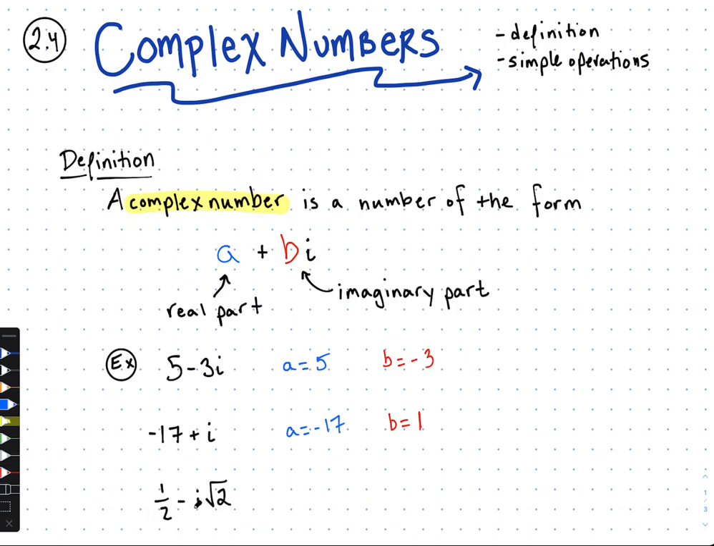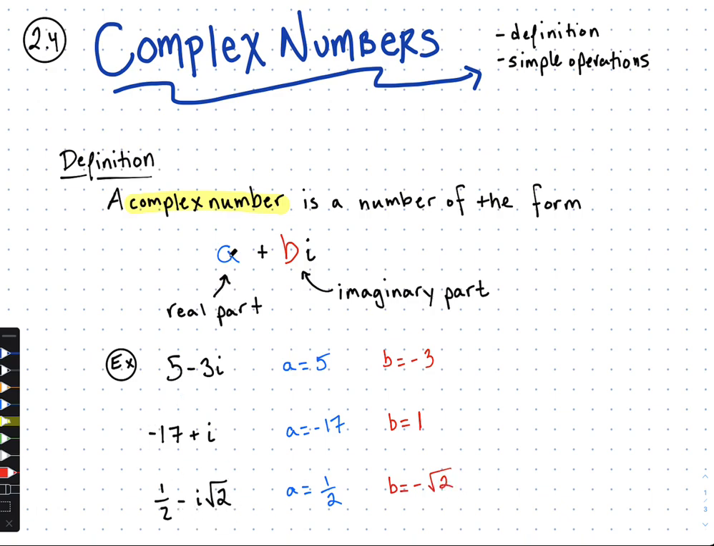And our last example is a little messier. It's 1/2 minus I root 2. This 1/2 is our real part, so our A value is the fraction 1/2. And over here, we've got negative I root 2. So this is our imaginary part, but our B value is that negative root 2 that is multiplied by that I.